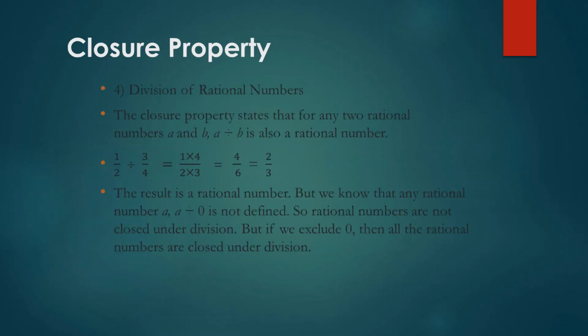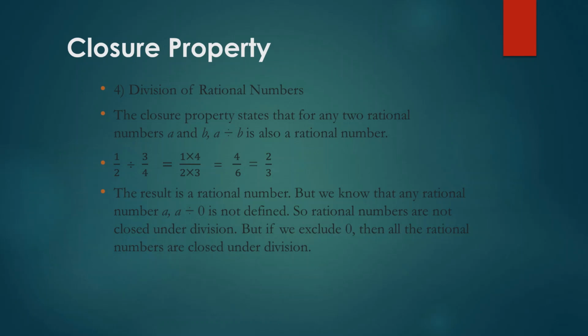Next is closure property under division. The closure property states that for any two rational numbers a and b, a divided by b is also a rational number. Means the collection of non-zero rational numbers is closed under division. If a upon b and c upon d are two rational numbers such that c upon d is not equal to 0, then a upon b divided by c upon d is always a rational number.